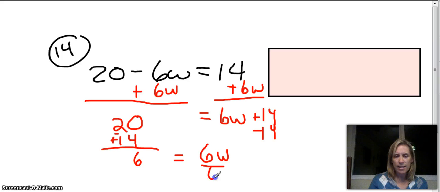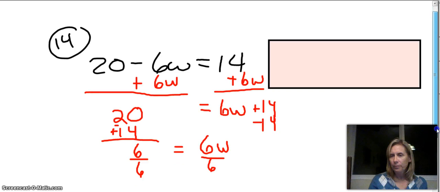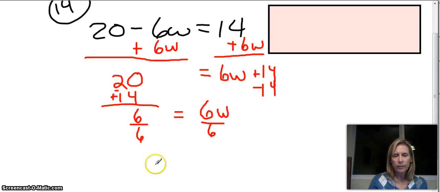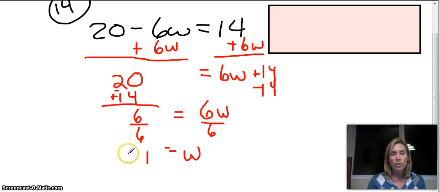When we divide by 6, we end up with w equals 6 over 6 is 1. Good. W equals 1. I wish I had a better stylus for this, a touch screen, but that's in my future. So let's try this solution in the original equation, the solution of 1, right? Plug in a 1 up here, and we have 20 minus 6 times 1, 20 minus 6, that is equal to 14. So we know we have the correct answer.